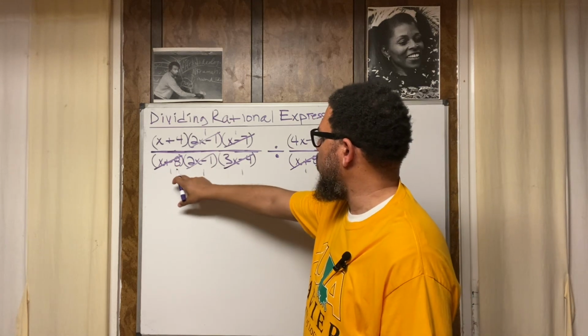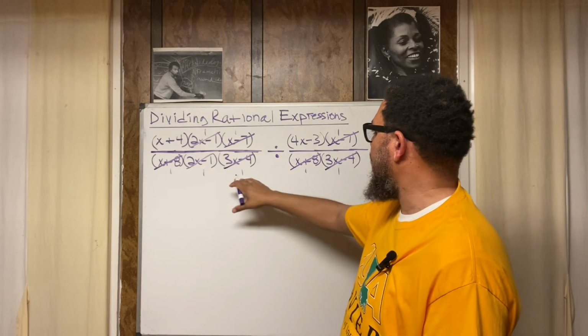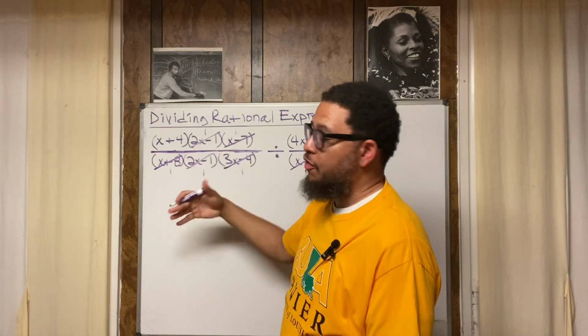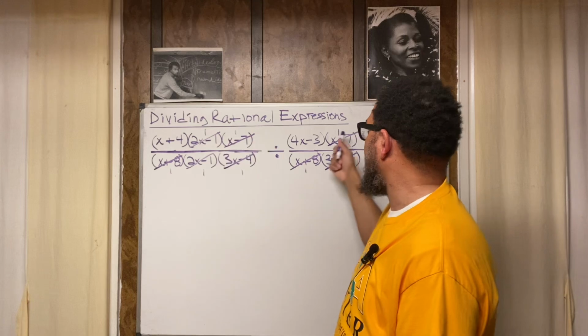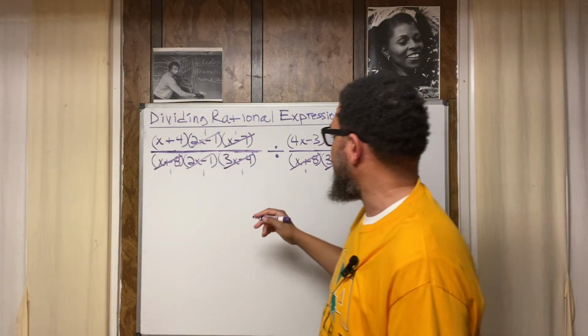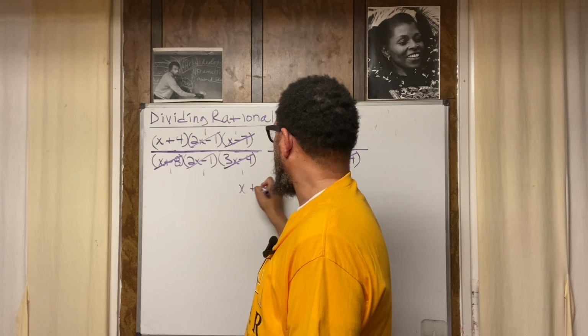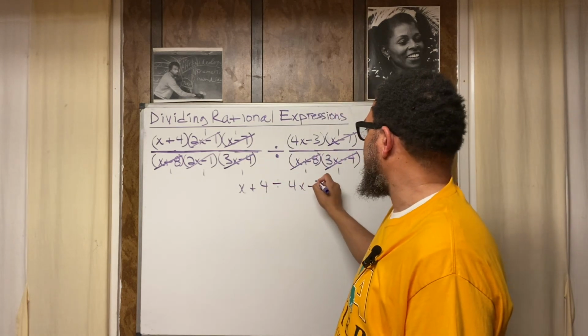Now, what's left? In the denominators, we got 1 times 1 times 1, which is 1, divided by 1 times 1, which is 1. So we got 1 divided by 1. What's left in my numerator? X plus 4. That's a 1, that's a 1, and that's a 1. I got x plus 4 divided by 4x minus 3. So I got this: x plus 4 divided by 4x minus 3.